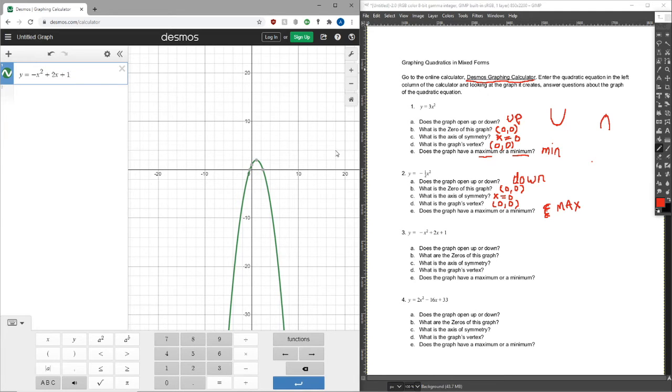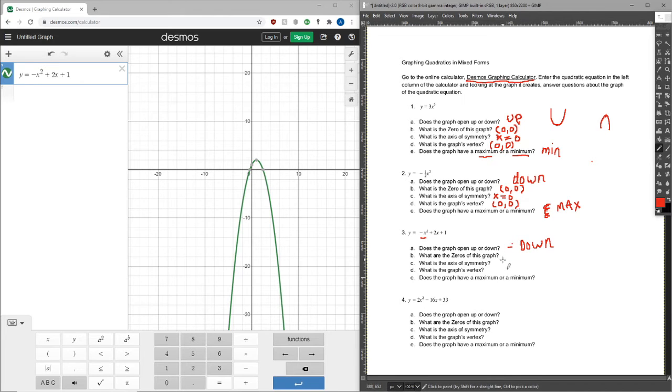Okay, so now we're just looking at number 3's graph and answering some questions. First of all, does it open up or down? We can see that it opens down. If you looked at the equation, you could tell without even graphing it that it was going to open down, because you see that negative out in front of the equation. That's going to tell you automatically that it will be an upside down U-shape, or an upside down parabola. So that negative means that it's going to open down.